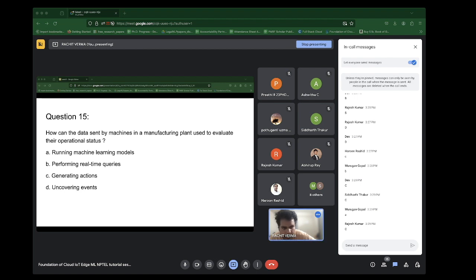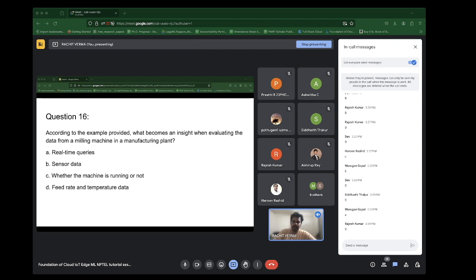Let's go to the next question. According to the example provided, what becomes an insight when evaluating the data from a machine in a manufacturing plant?